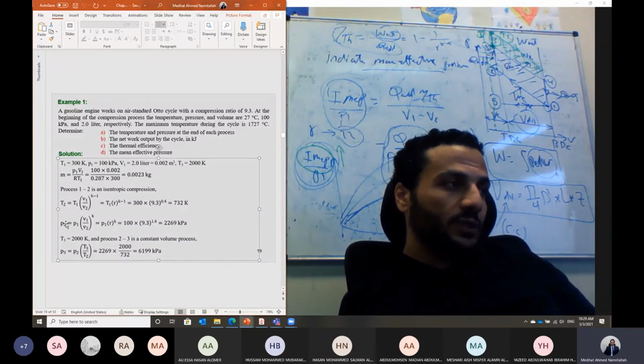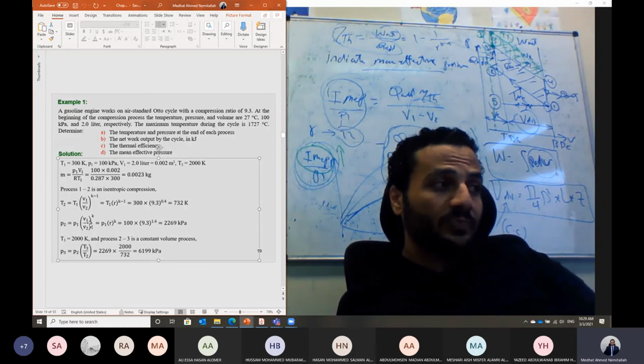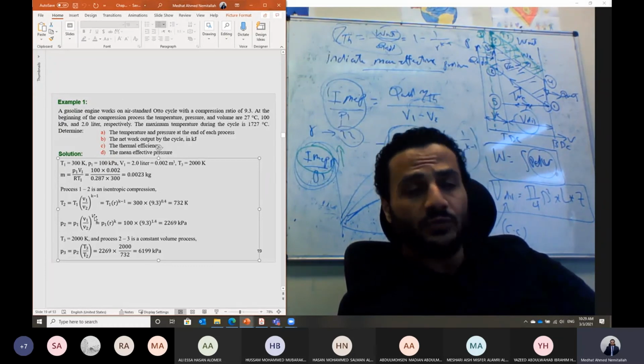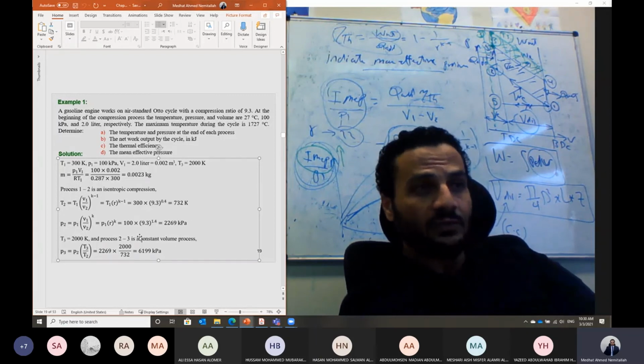Also, we can use the other isentropic relation: P2 over P1 is the same as V1 over V2 to the power k. For the process from 1 to 2, which is isentropic compression, we have V1 over V2 and we have P1, then we can calculate P2.